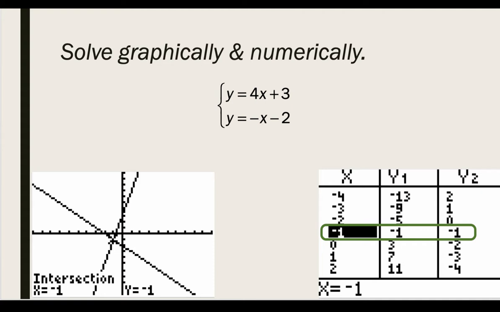So just to summarize, in my graph, I saw a physical intersection here. On my table, I saw that the y values are equal here. So my solution to this system is the ordered pair negative 1, negative 1.